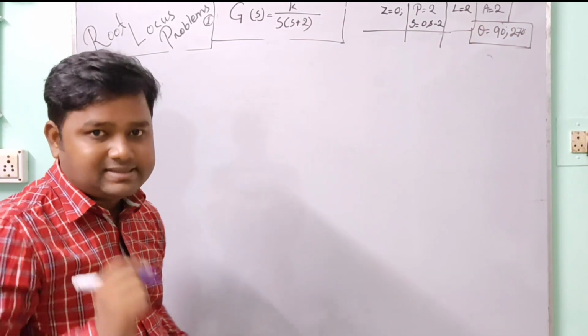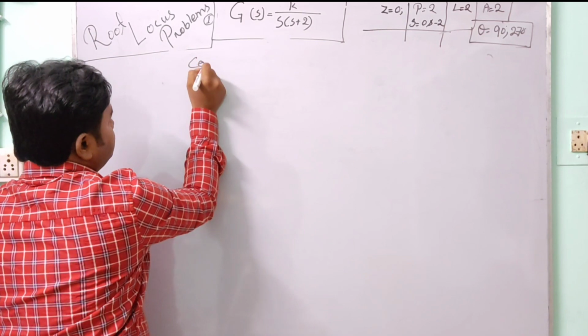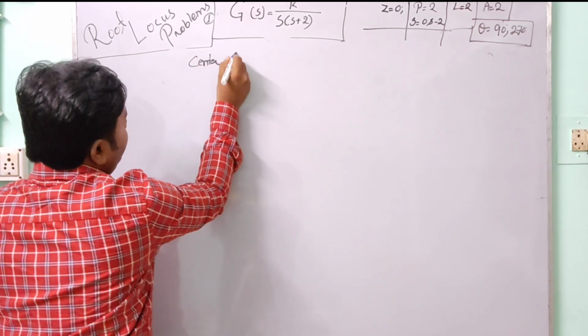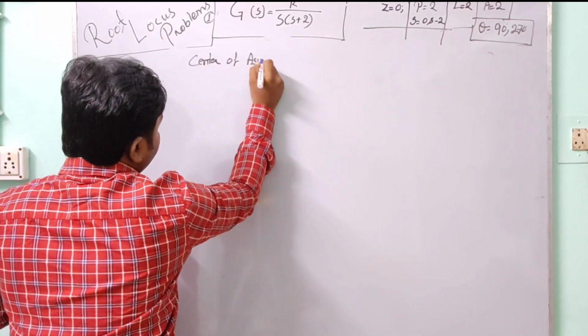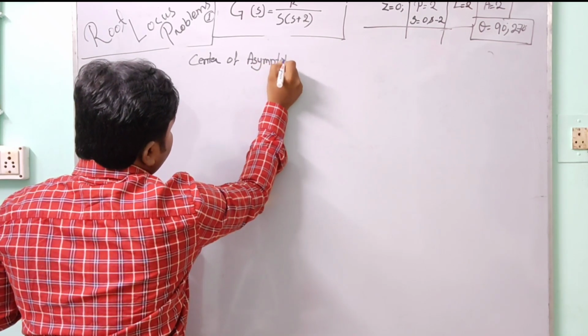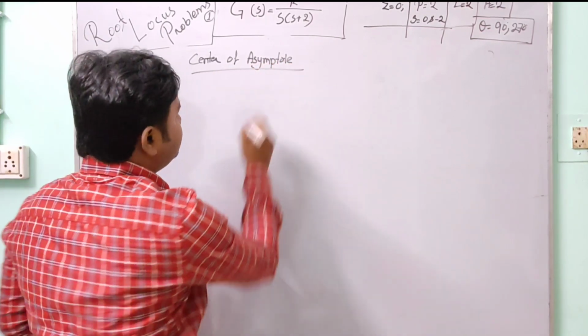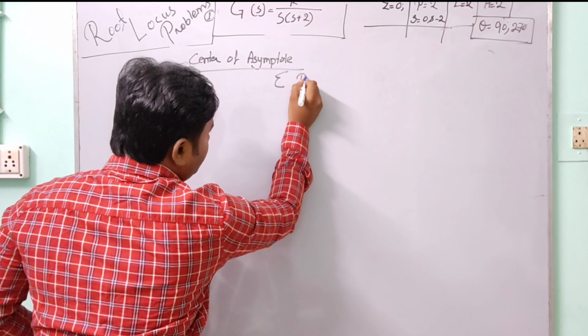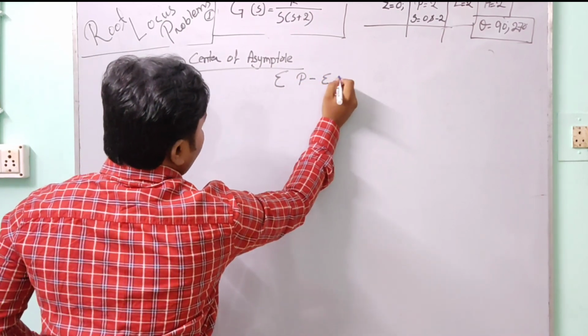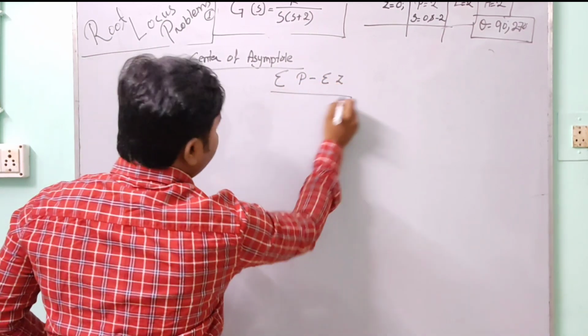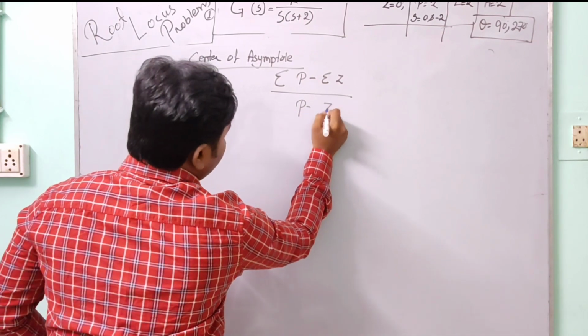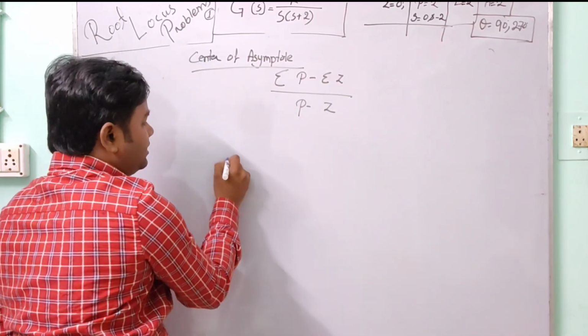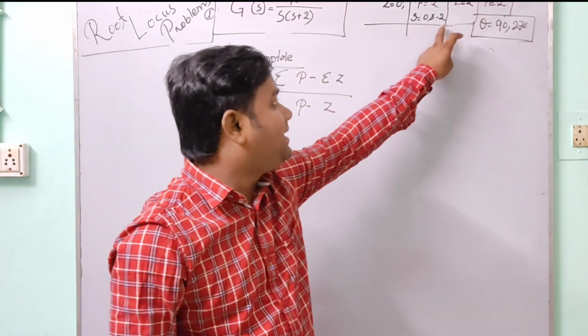Next we will go for the center of asymptotes. Its formula is the summation of the real part of poles minus the summation of the real part of zeros, divided by the number of poles minus the number of zeros. So here the poles are 0 and -2.